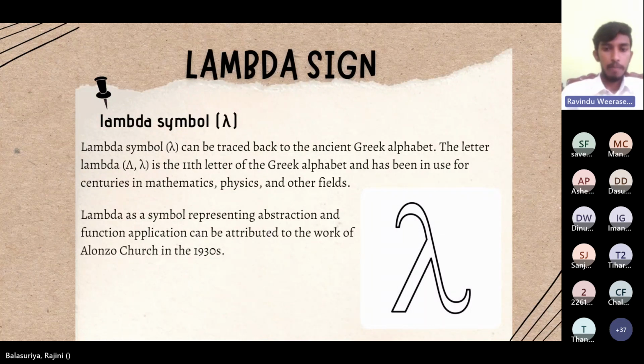Lambda sign. The lambda sign, the character used to represent lambda abstraction in lambda calculus. It is a fundamental part of syntax in lambda calculus and functional programming languages. The lambda sign is actually the 11th letter of the Greek alphabet and has been used for centuries in the field of mathematics and physics. Over to you, Nilasi.